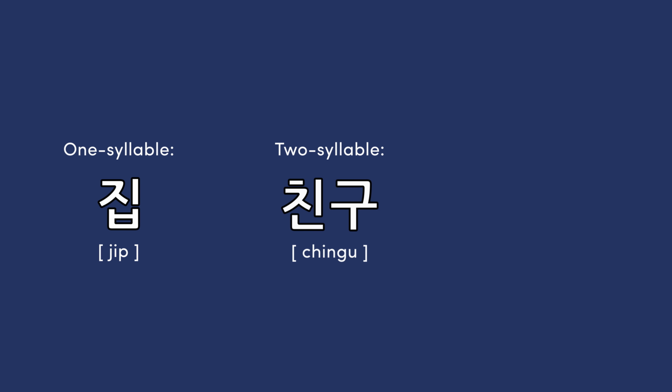Here's an example. 1 syllable word, jeep. 2 syllable word, 친구. 3 syllable word, 지하철. Tip number 3, flashcard system setup. You're going to need a way to remember the words you're learning. There are lots of choices for this.